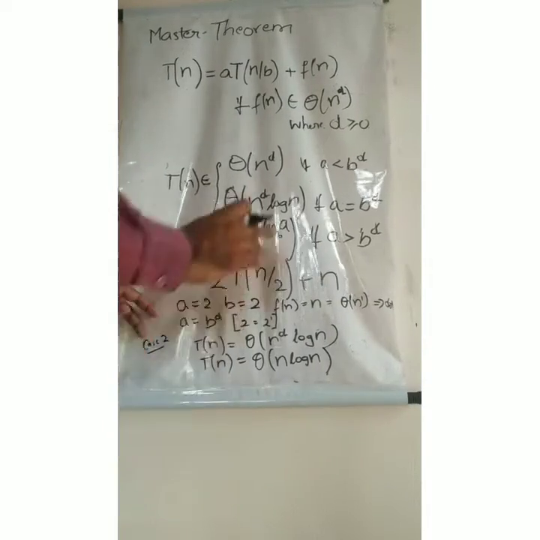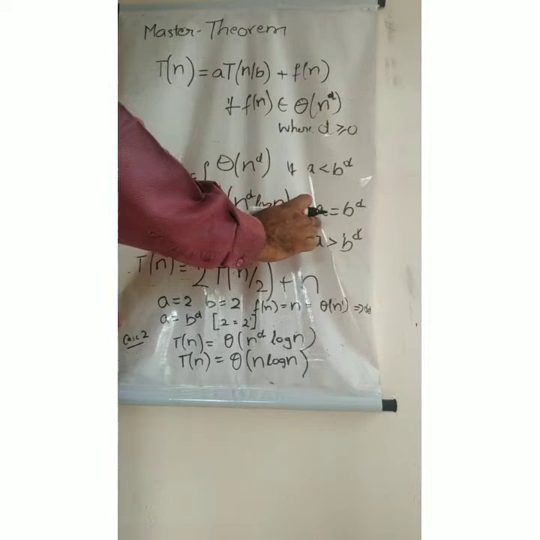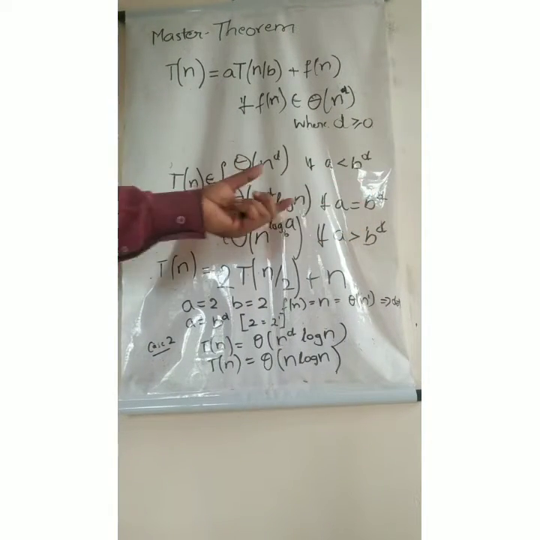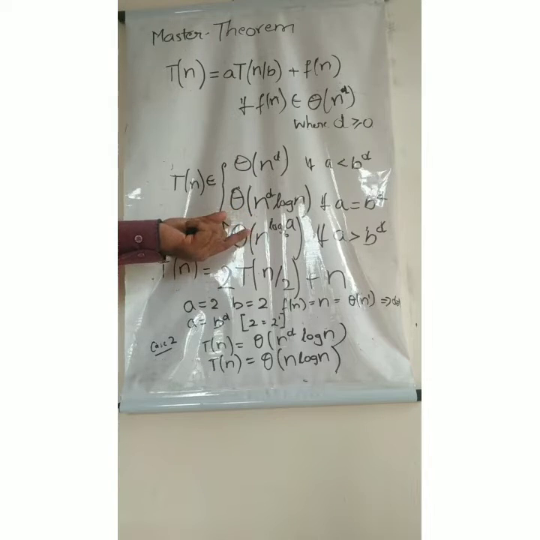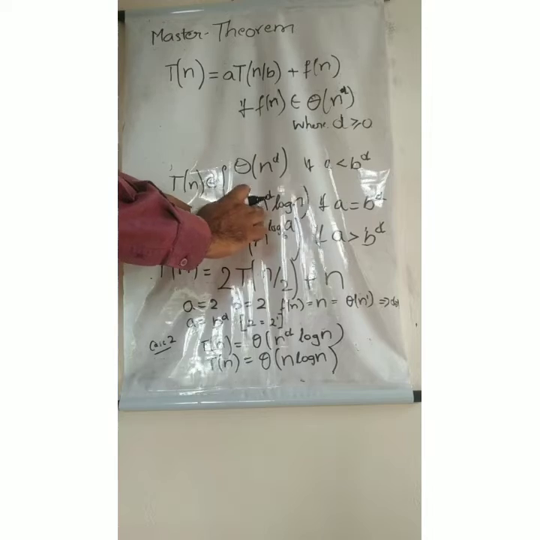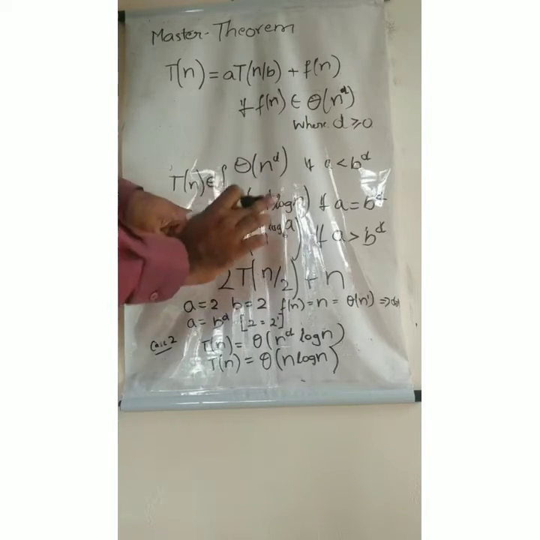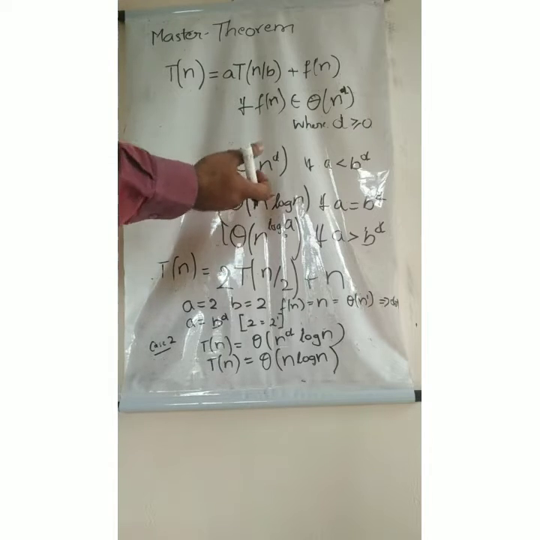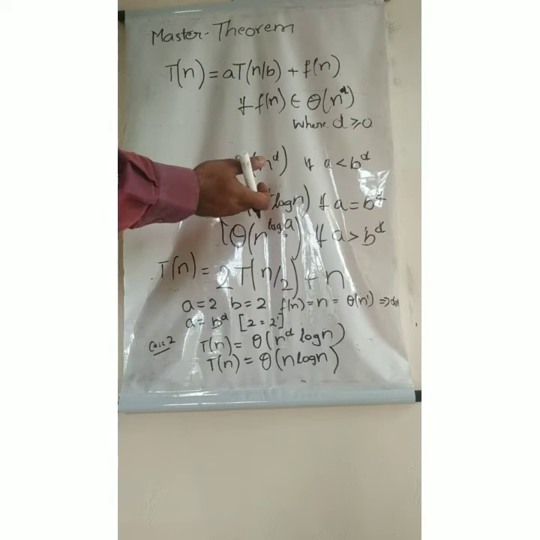So that means it is case 2. A is equal to b to the power of d. When a is equal to b to the power of d, then directly we can get the efficiency, that is, it is theta of n to the power of d log n. Okay, so this is simply direct substitution. So we know the answer.